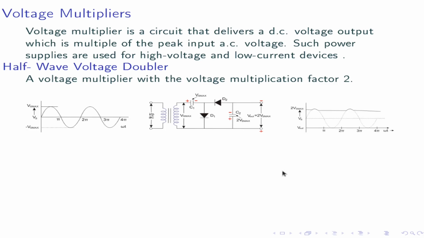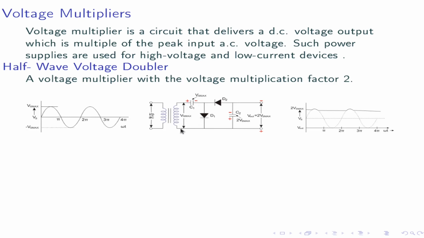Let us analyze its working. So this is the input, Vs max. At the first cycle, this point is plus and this is minus. At plus, the diode D1 is forward biased, or D1 conducts, and diode D2 is reverse biased. The path is in this way. So at that time, the capacitor C1 charges to its maximum, that is, to Vs max, or the capacitor voltage Vc1 is equal to Vs max.